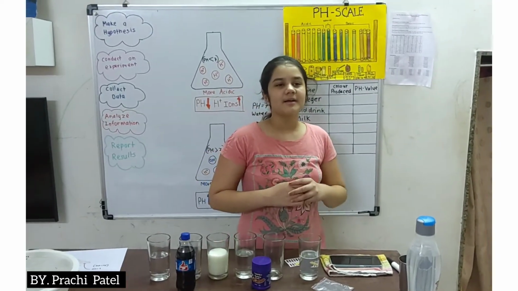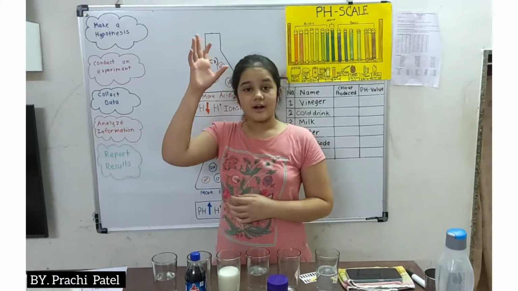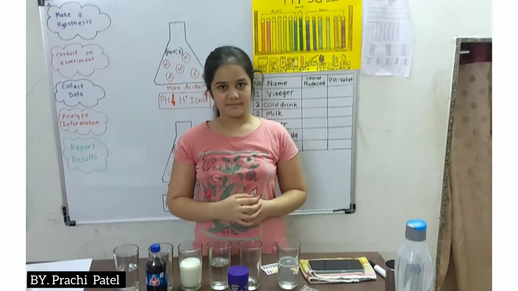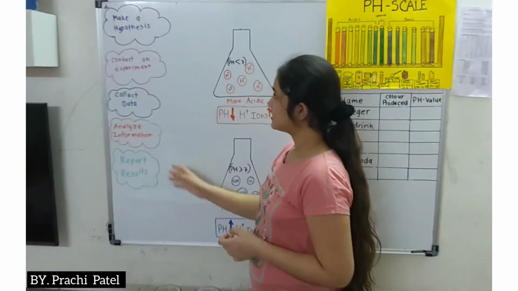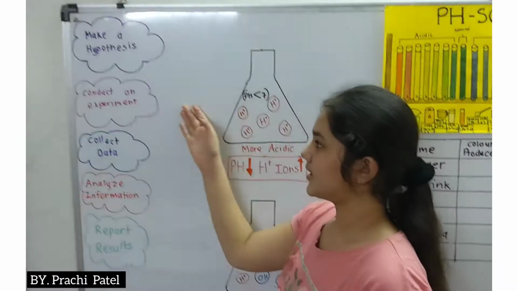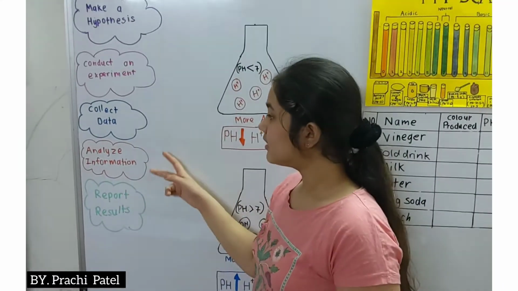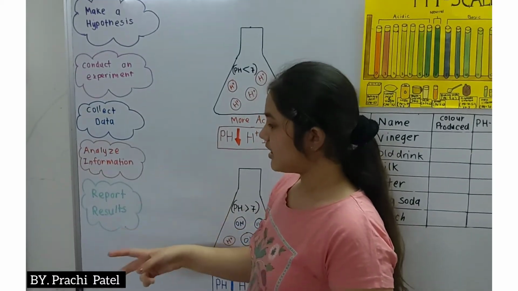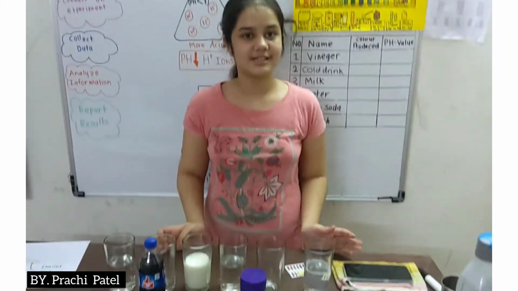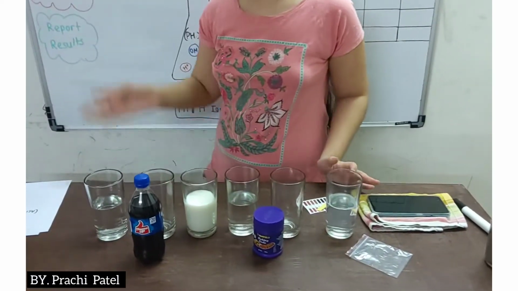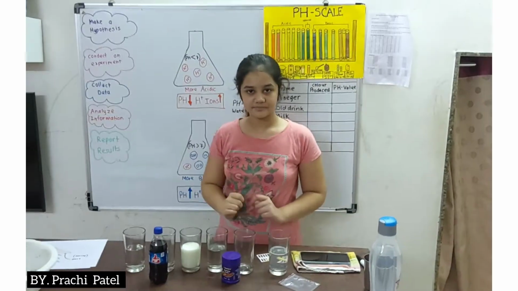Now, in my previous video, we looked at the order that we use to do an experiment. So that order is over here in 5 steps. First, make a hypothesis, conduct an experiment, collect data, analyze the information, and report the results. So we are going to do an experiment, which you can see on the table over here, using all data in a format.